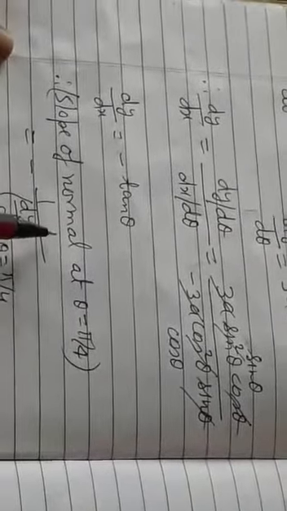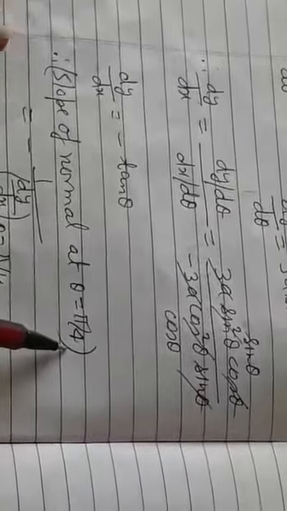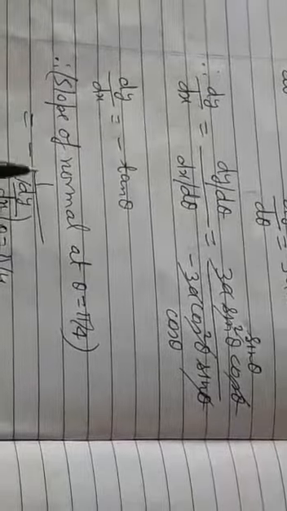Now slope of the normal at theta is equal to pi by 4 is minus 1 upon dy by dx at theta is equal to pi by 4. So we will write minus 1 upon, at the place of theta put theta is equal to pi by 4, minus tan pi by 4. So minus minus plus, the value is 1. So these are the two cases when we have taken slope.